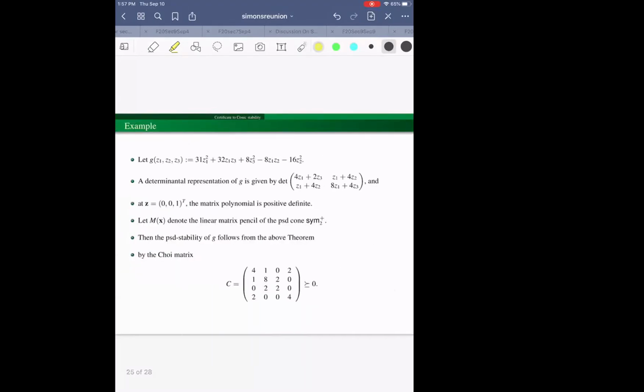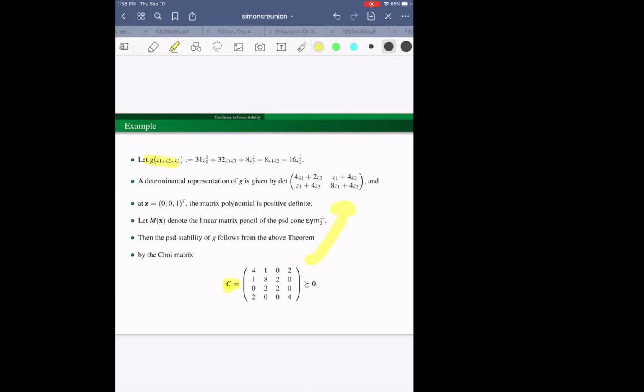Here is one example of a determinantal representation. We knew that, and then we found the Choi matrix, which proves that this is actually a conic stable polynomial. And another fact is that we can use this result in reverse: if we know there exists a Choi matrix and the polynomial is conic stable, we can find this matrix by solving a semi-definite program. From this we can compute the determinantal representation of quadratic polynomials.